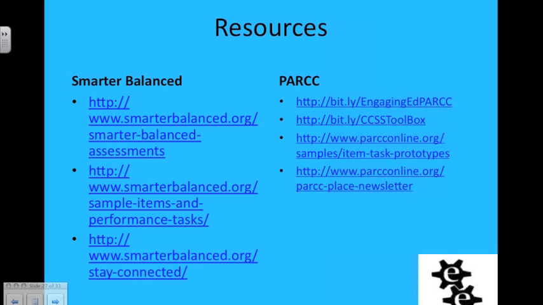Any other insight to add to some of these PARCC sites, Neil? I think the only one I'd add anything to is the fourth bullet point, which is a newsletter that PARCC releases regularly to keep you up to date on all of the happenings on the PARCC side. And not to be outdone, Smarter Balanced, that third link there has everything you need to know to stay connected with the Smarter Balanced side. And they do have an e-newsletter that they send out monthly and things like that.